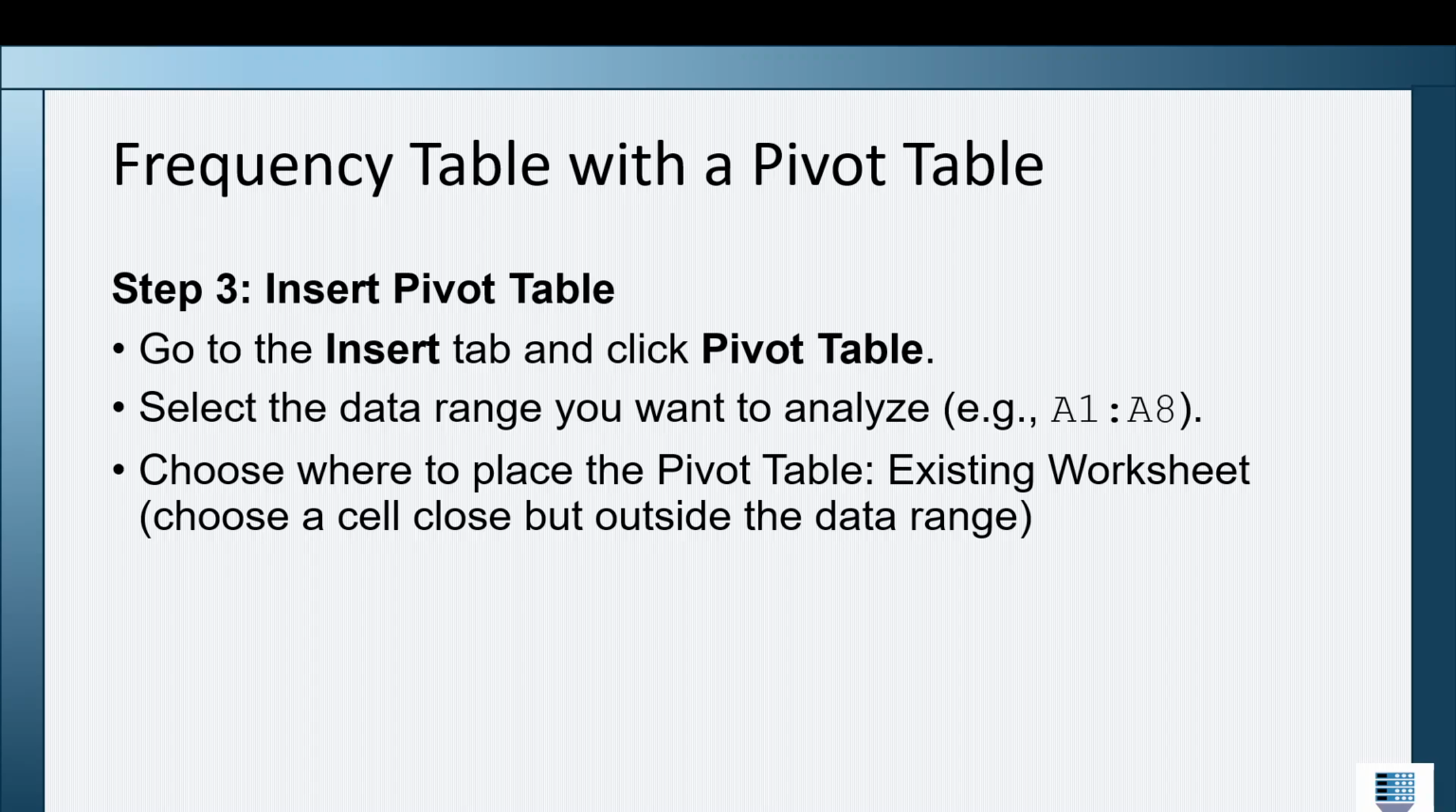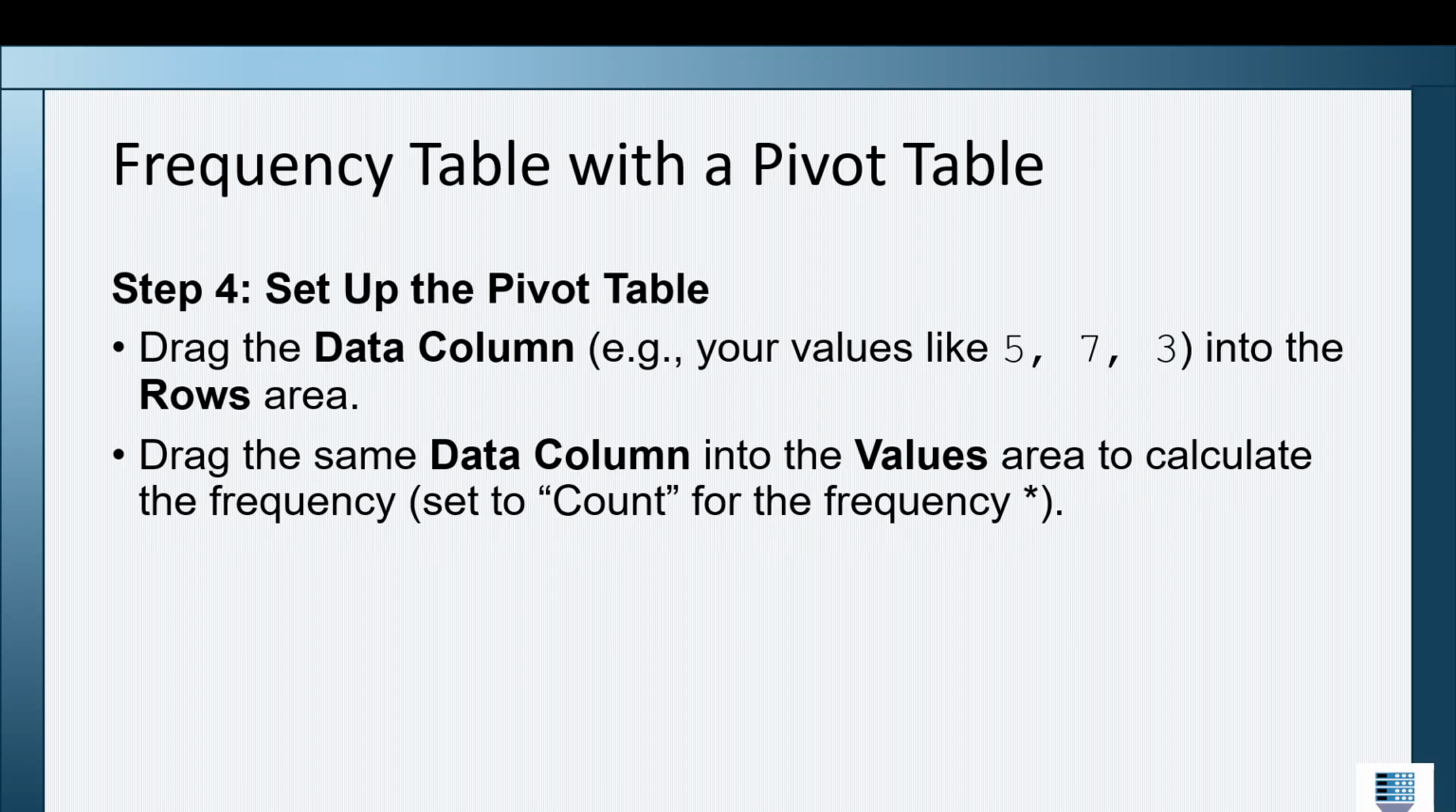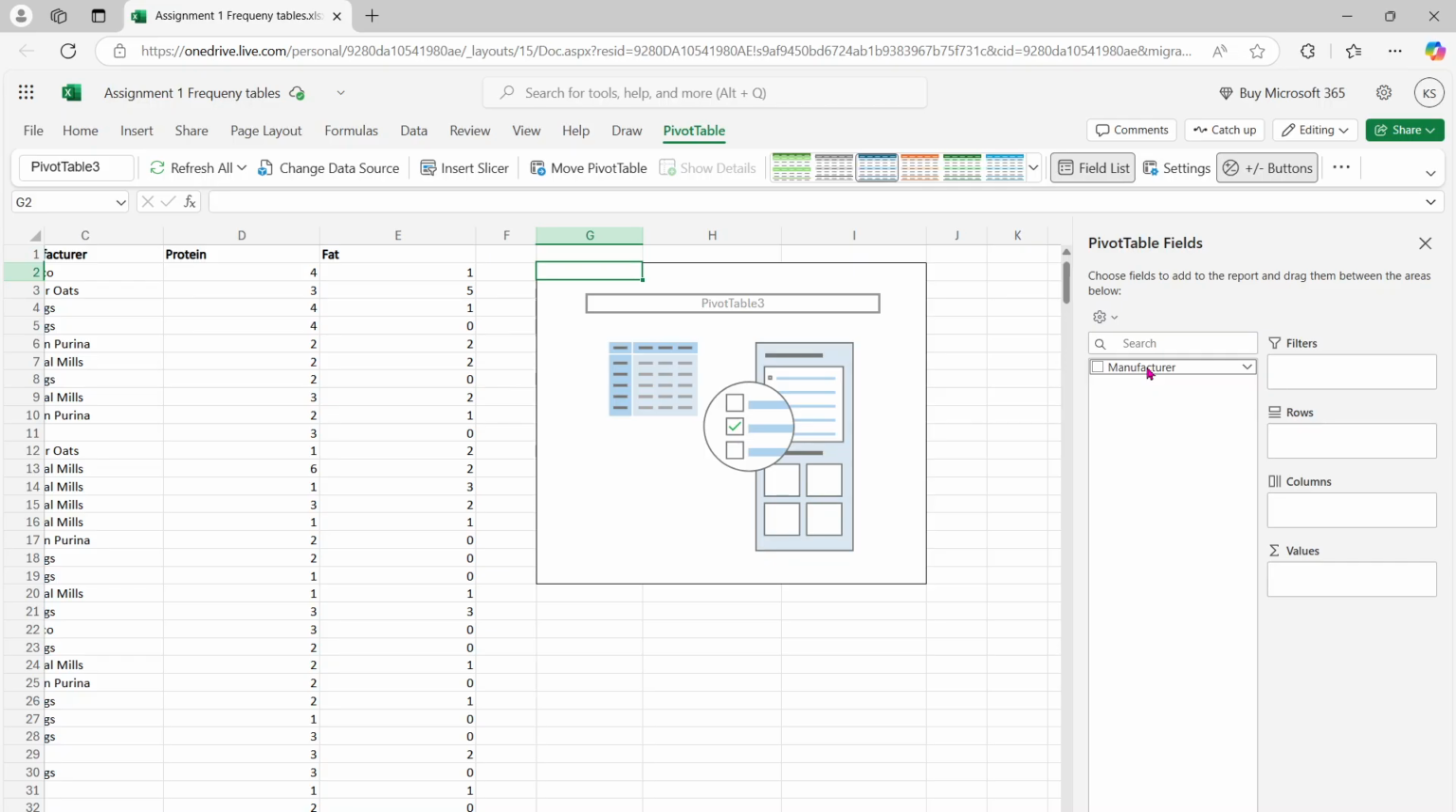Now that we've created our pivot table and set it there, we want to fill it with data. So now we're going to set it up. We're going to drag the column with our variable name into the rows area, and then we're going to drag it into the values area. So let me show you what this means.